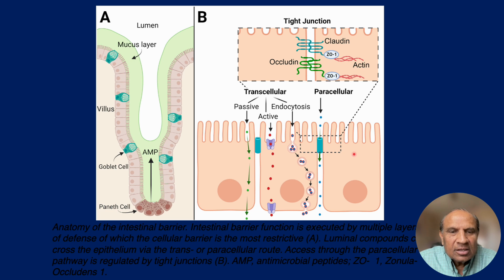These cells are separated by small gaps between them, but these gaps are bridged by these tight junctions. If you look at this tight junction, it is made up of proteins called claudin and occludin, which are connected to the actin fibers in the cell itself. If there is any damage to this structure, then it will increase intestinal permeability.